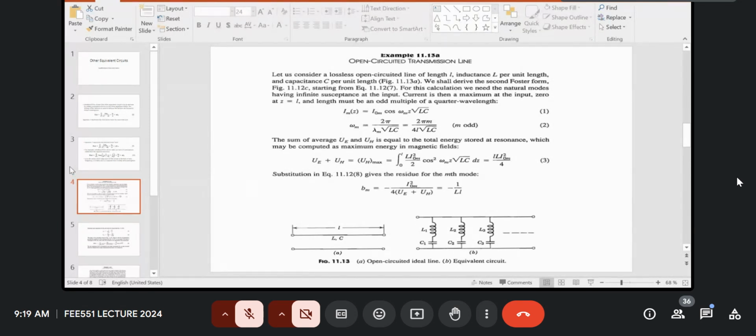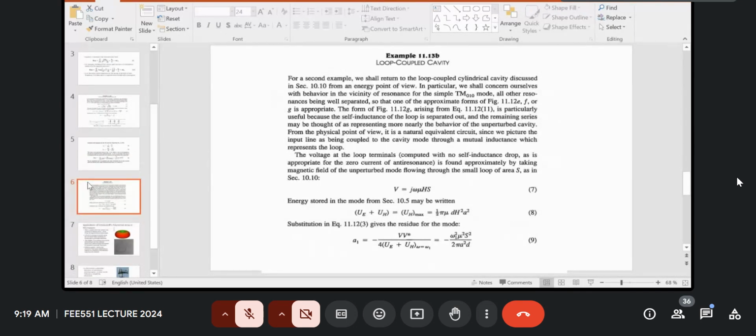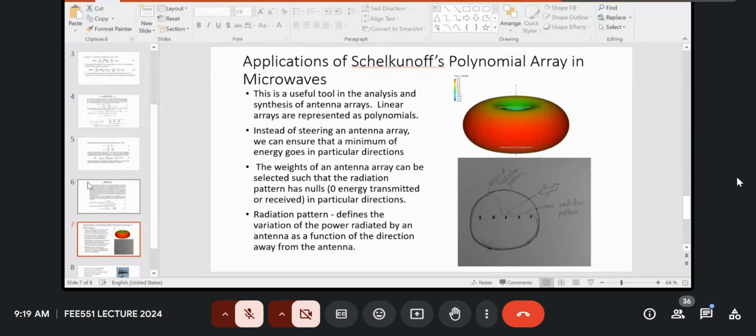This example will also be too complex for our scope, so I'll skip it together with the second example, but the slides will be shared. Maybe I'll just share what I found from Schelkunoff's work. That is the use of his polynomial array in microwaves.